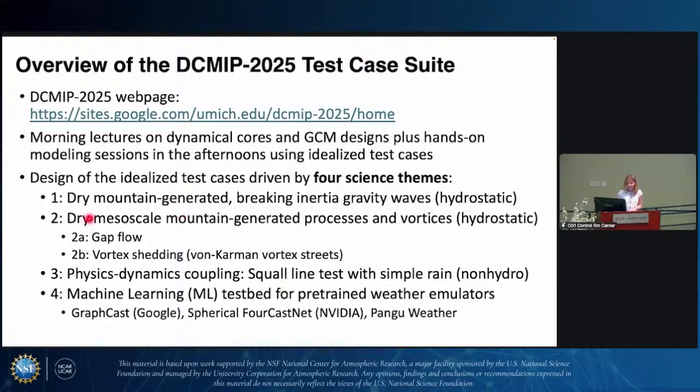So the first 2 are mountain generated, and they are at different scales. The first one is looking at inertia gravity waves. The second is mesoscale, where we shrink the Earth to go to so-called gap flows or vortex streets. And the last one is actually a moist one, where we look at physics-dynamics interplay at non-hydrostatic scales on a small Earth. And the last one is a little bit independent, which is machine learning. All right, let's take a look.